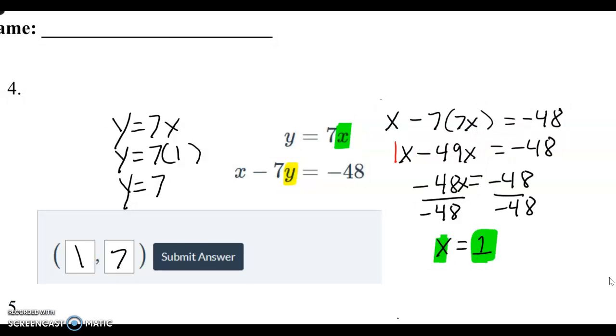This is similar to what we did before when we were finding solutions of linear functions by graphing and seeing where they cross. If we were to graph both of these, they would cross at 1, 7. So it's the same thing. But that's it.